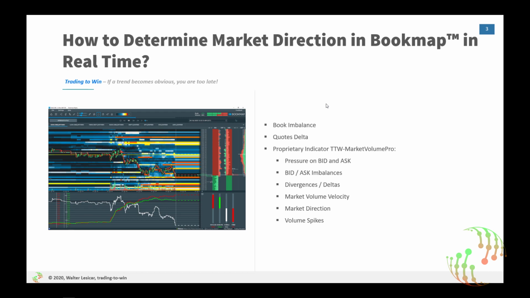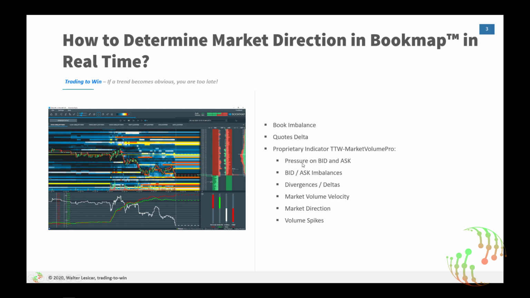how you can determine market direction in Bookmap in real time. In Bookmap you have the book imbalance or limit order book imbalance. By the way, if you are using the limit order book in Bookmap, you will have access to quotes delta. I will come in a few minutes to show you what quotes delta means and how you can read that. But these two pieces of information are sometimes sufficient to understand where the pressure is coming from. Is it the pressure to the upside or is the pressure to the downside?